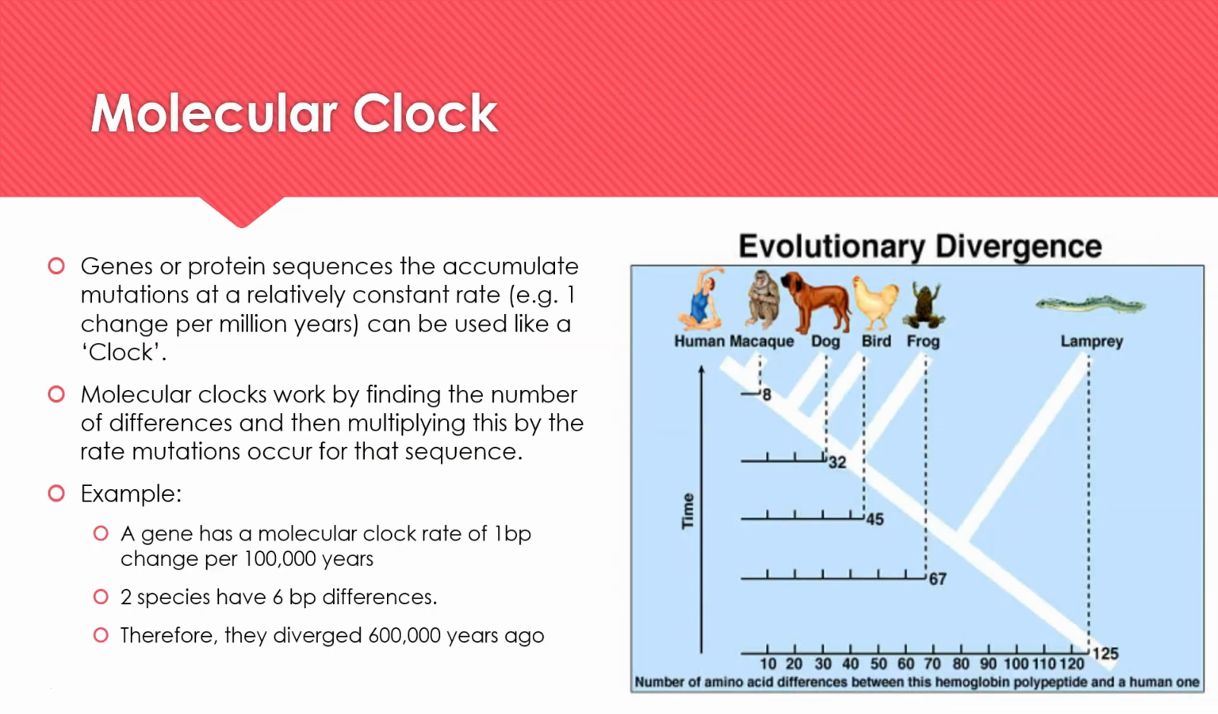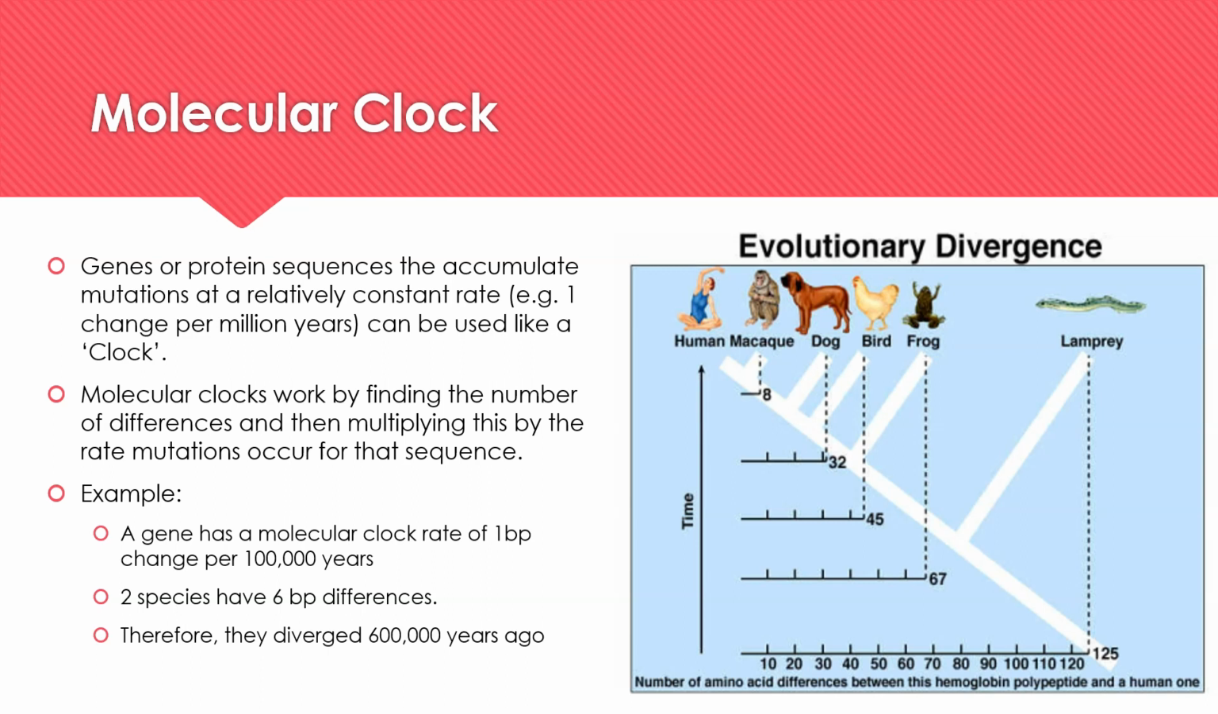Now, if you have an idea of how many differences there are between 2 organisms and how quickly those differences occur, you could work out how long ago those 2 organisms diverged. And this idea of knowing how frequently differences accumulate is this idea of a molecular clock. So genes and protein sequences will accumulate mutations at what we call a relatively constant rate. So you might see 1 change per million years, or it might be different. And so you use this like a little clock. The number of changes you see is multiplied by the number of years it takes for 1 change to happen, and that's going to give you the number of years it's been since those 2 species diverged. And so you can see the example there.